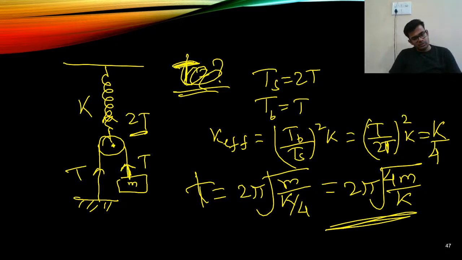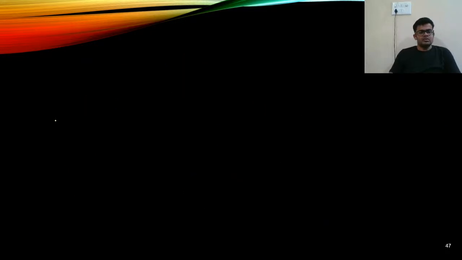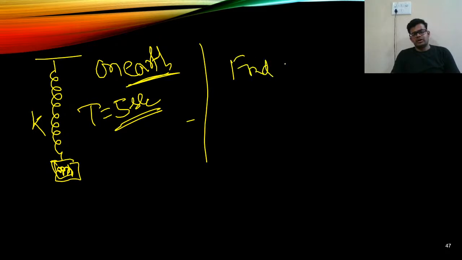That's all. So one important question I would like to ask you. I have a spring mass system. Spring constant is K. Mass is M. So this is a simple arrangement for you. And it is given that its time period is 5 seconds on Earth. So on Earth, its time period is 5 seconds. Now find its time period.